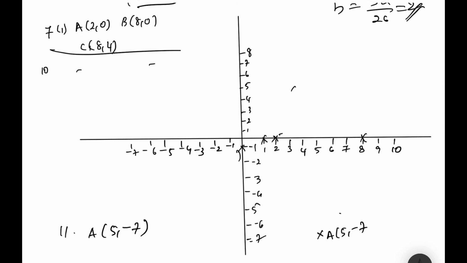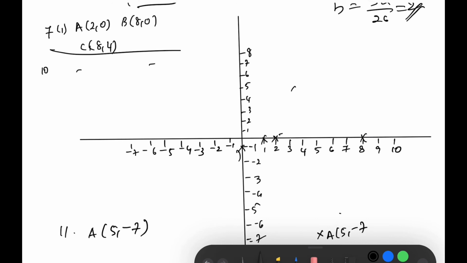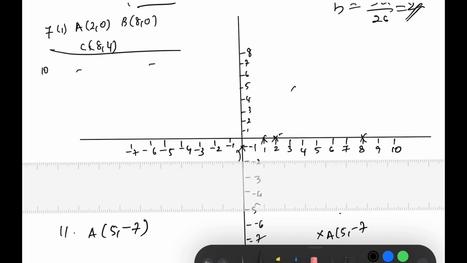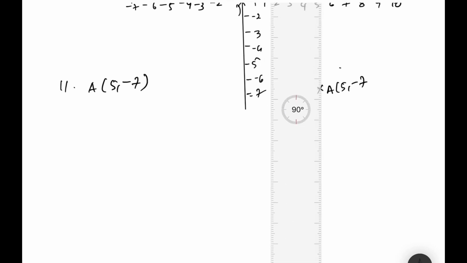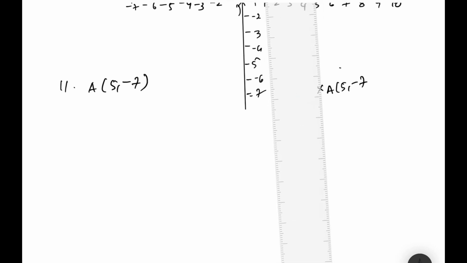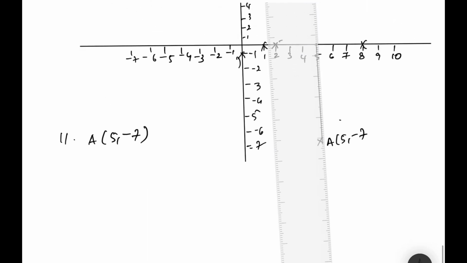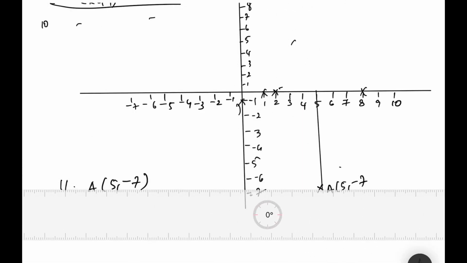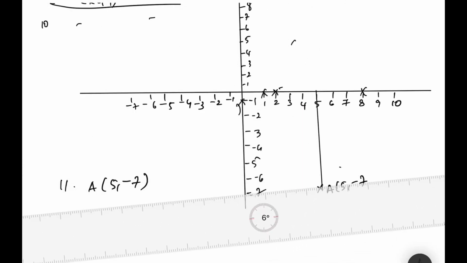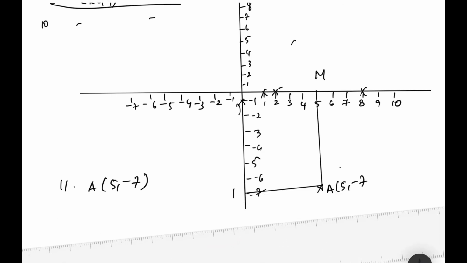From A, draw AM perpendicular to the x-axis. You know the x-axis is here. So this is how you draw perpendicular to the x-axis. AM perpendicular to x-axis, and AN perpendicular to y-axis. Let me take my scale and draw AN perpendicular to the y-axis. So this will be my M and this will be my N.